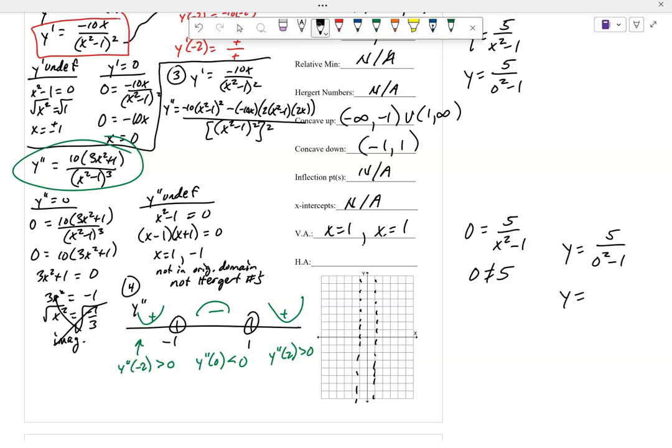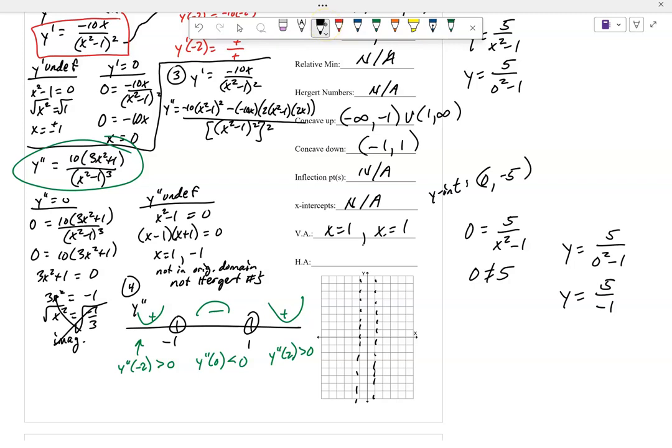Yes. When x is 0, y ends up at the y-intercept, which is 0, negative 5. Do I have any horizontal asymptotes?